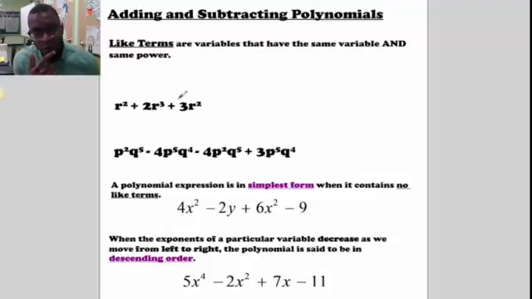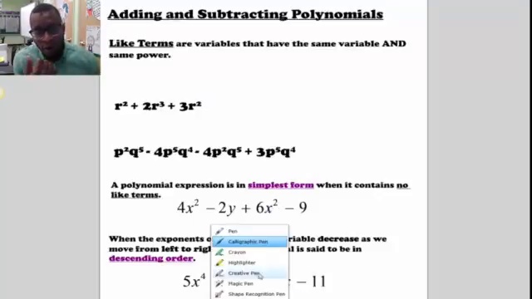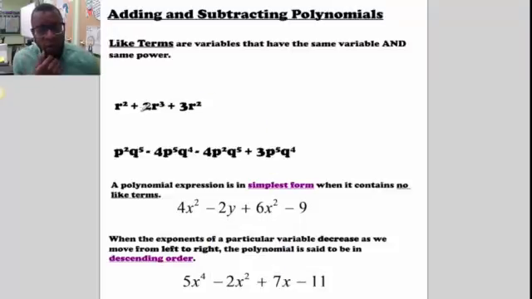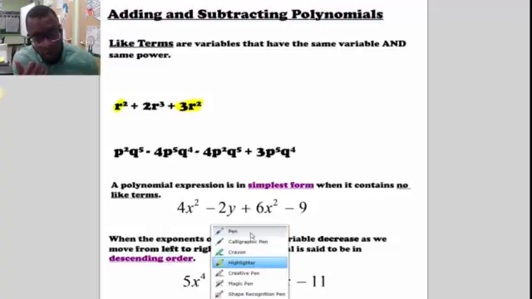So for example, in this first example, we have r squared plus 2r cubed plus 3r squared. Okay, now this one is pretty easy. We see that our like terms, which I'm going to highlight, are going to be r squared and 3r squared. We're not concerned with the coefficient. We're more concerned that here we have the same variable r and we have the same exponent, the same power of 2. So these two terms would be considered like terms.